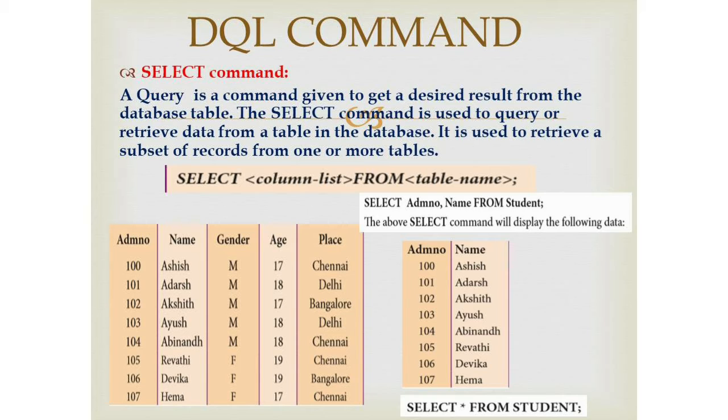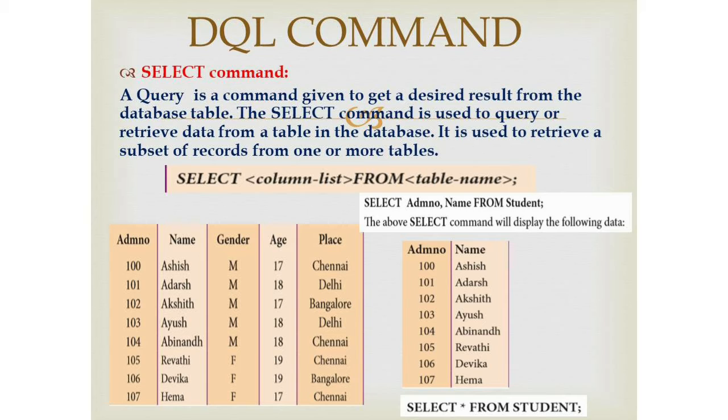So here admission number, name, these two are the column list, column names. From is a keyword, student is the table name. So this is a table with admission number, name, gender, age, place. From this table, you are going to display only admission number and name. From the student table, you are going to retrieve only the admission number column and the name column.